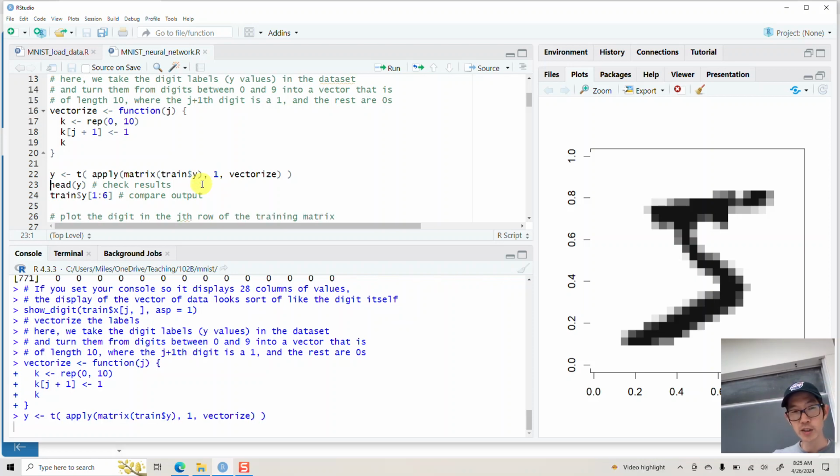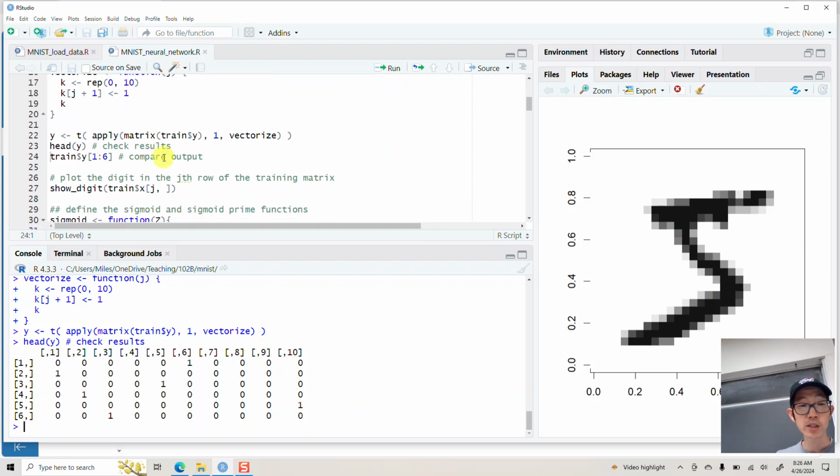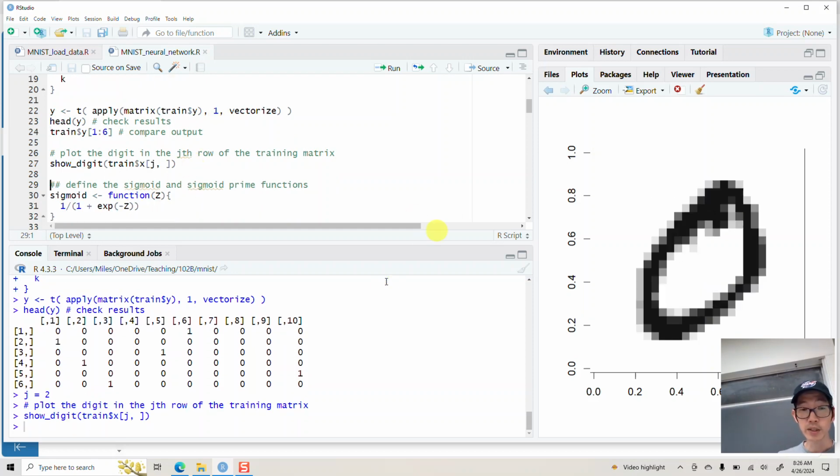So I'll turn that label into a vector, and you can see this first image. This is going to be the correct result. We want zeros for all of the nodes, a 1 for the node that corresponds to a 5, and a 0 for all of the other nodes. This next digit here, the second image, has a 1 in the very first column, which corresponds to a 0, and zeros everywhere else. And so we can just say, let's look at the second row, and that looks like a 0.